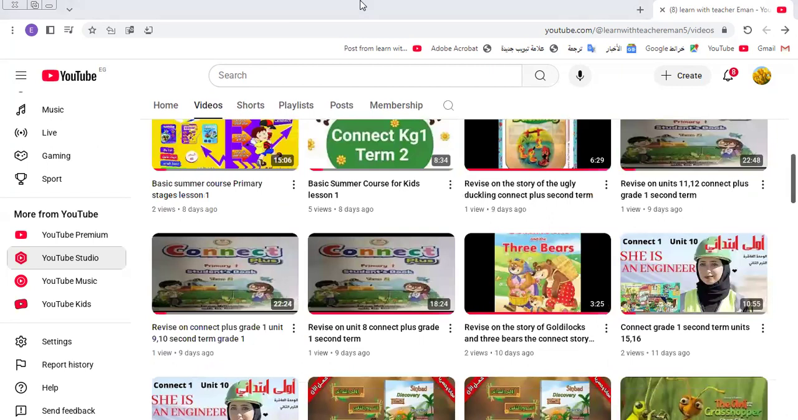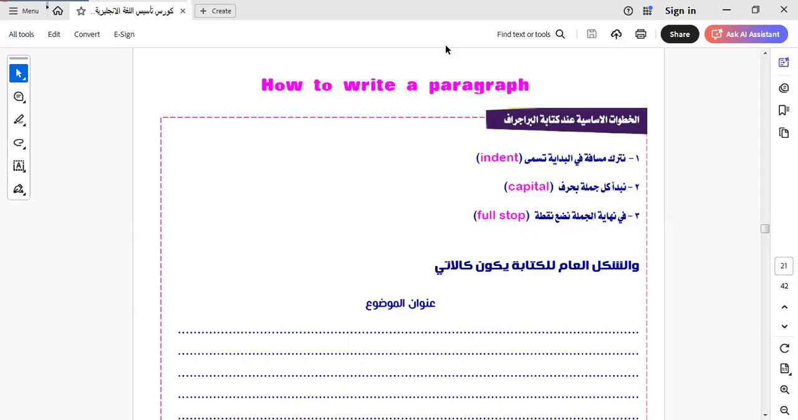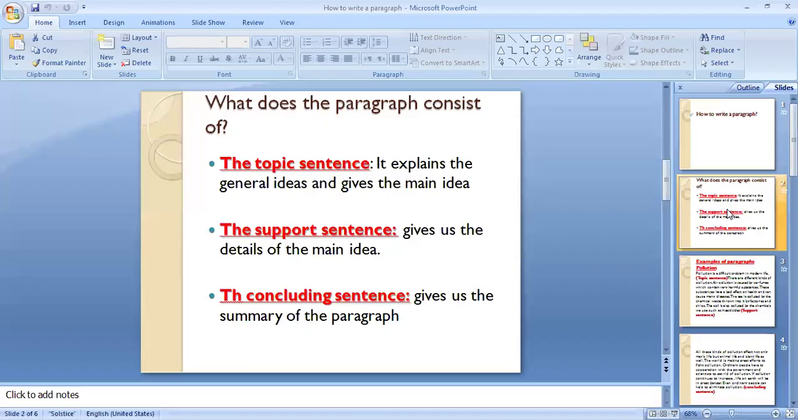Let's go to our lesson today. Today, we are going to explain how to write a paragraph. When we write a paragraph, we must have an indent, capital letter, and full stop. I would like to know what a paragraph is. First of all, we have rules: when we write a paragraph, we must know the steps of writing a paragraph.